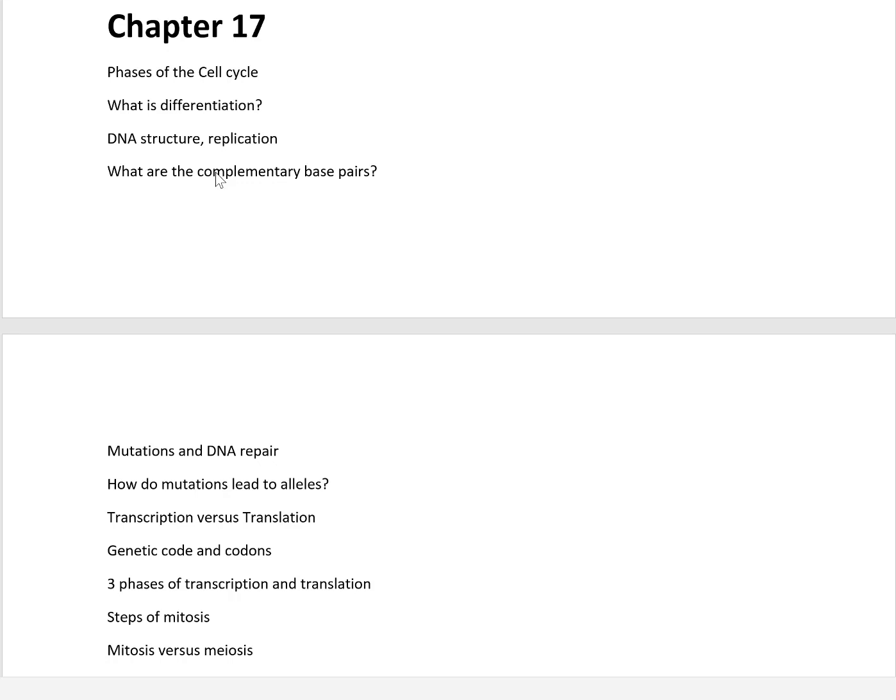When DNA is built, it just follows the complementary base pairs. Wherever you see an A, it lays down a T. Wherever you see a C, it lays down a G. So those are your complementary base pairs. A pairs with T, which means T pairs with A, and C pairs with G.